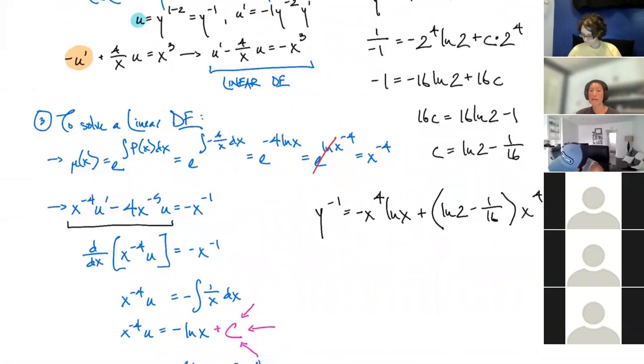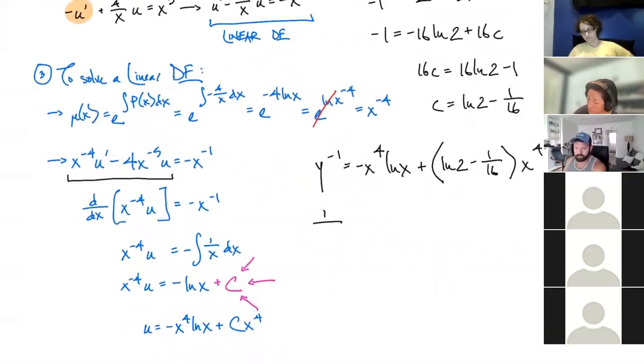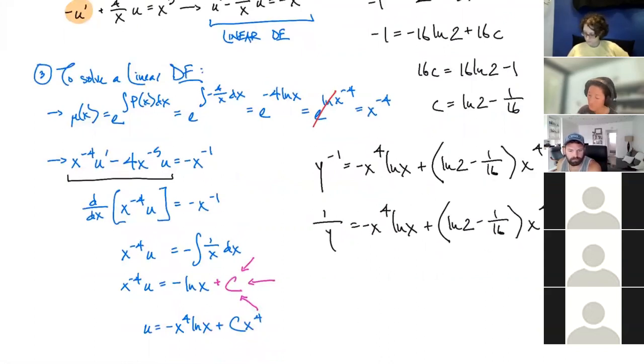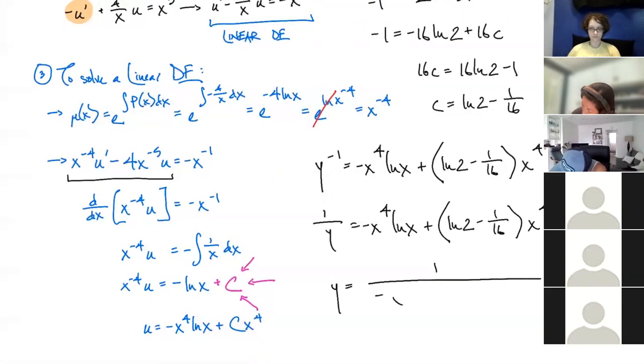Here's what else would be absolutely fine. I bet some of you would say, well, 1 over Y is equal to this whole thing, right? And so if you just take the reciprocal of both sides, you'll end up with your explicit solution. So Y equals 1 over this, which would also be an acceptable answer.